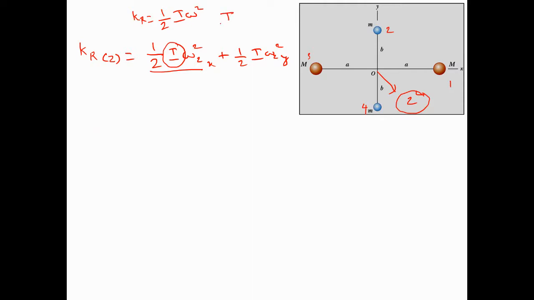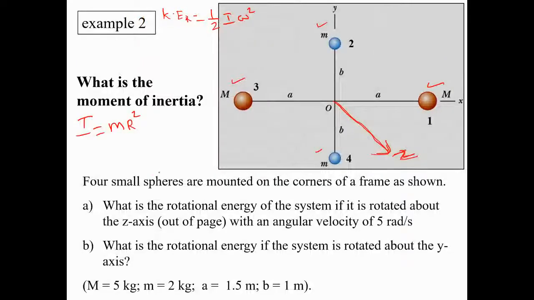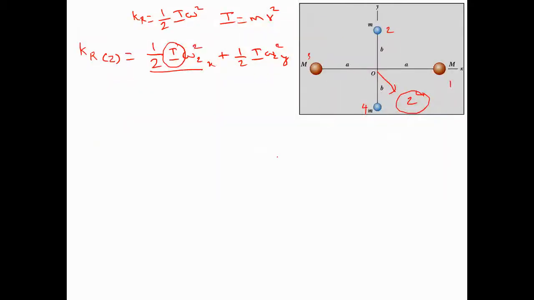We know the formula: I equals m r square. Am I right? Yes, you're right. And you can see the question. Mass is given here, and my A value and B value are given. What is my A? My A is the distance from the axis of rotation. Am I right? So A is my distance and B is my distance, and the values are given here. So how do you have to write the answer?